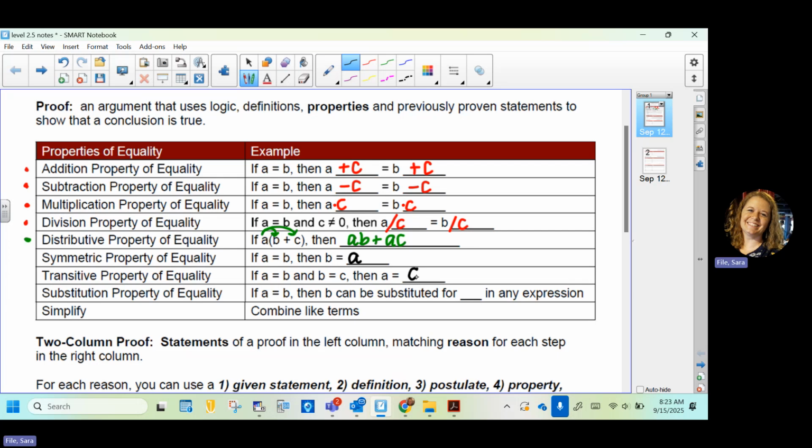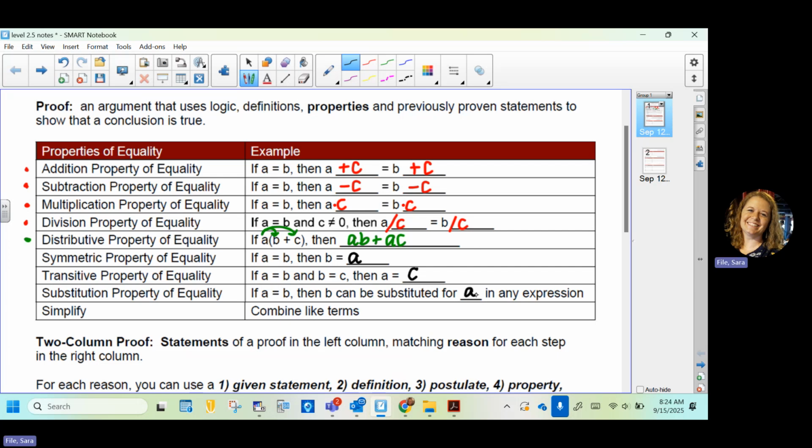The substitution property says that if A is equal to B, then B can be substituted for A in any equation. Okay, so if two values are equal, you can substitute them for each other. That's like if we're told X equals 7, and then we go and plug a 7 in anywhere we see X. We're able to do that because of the substitution property of equality.